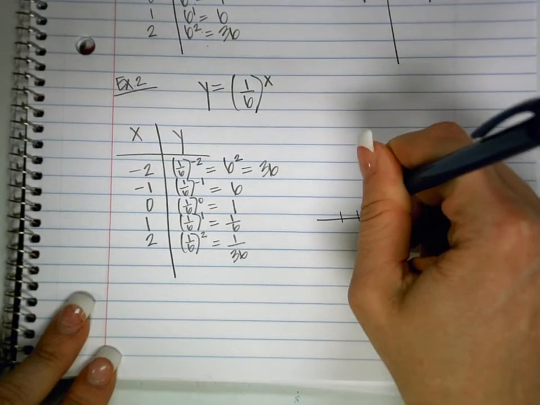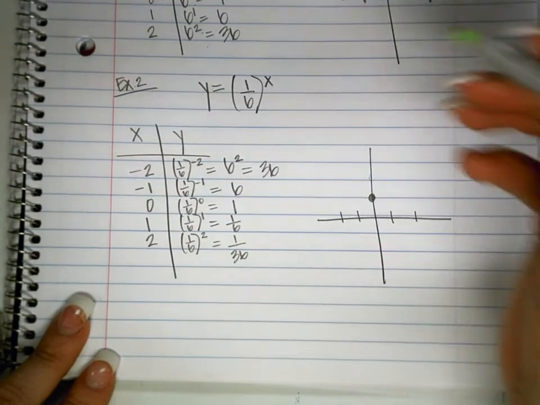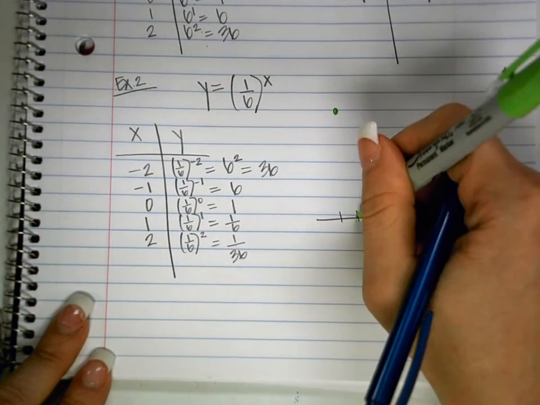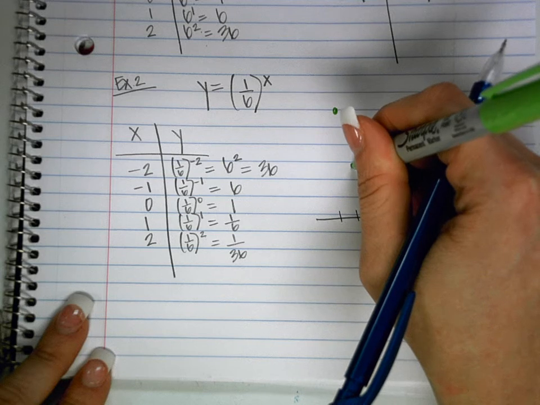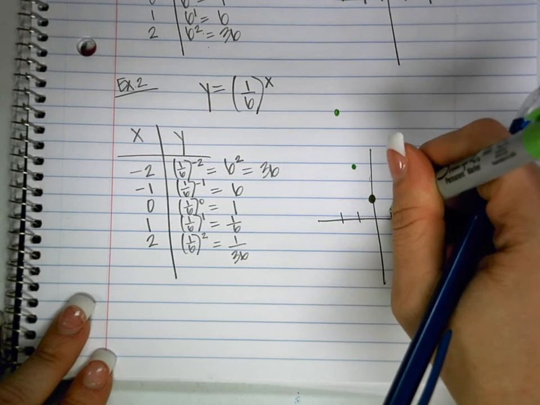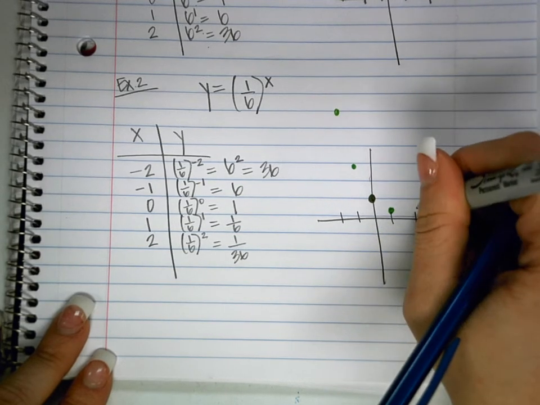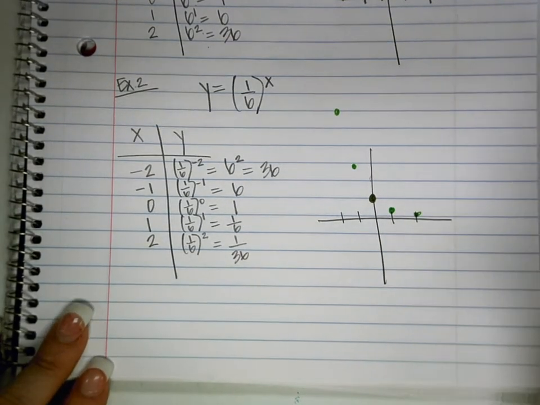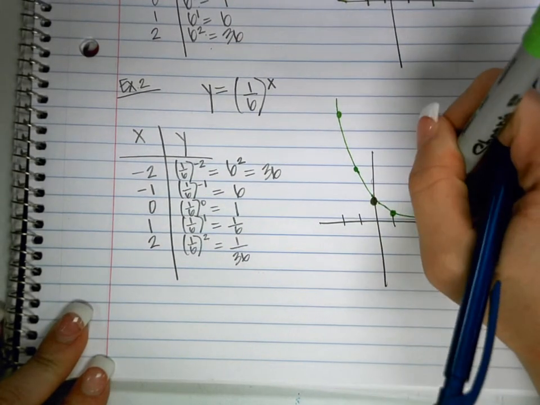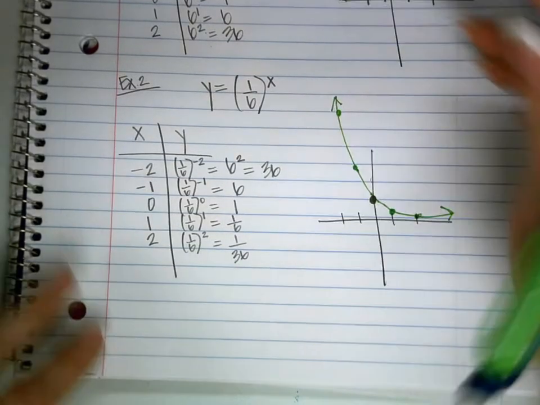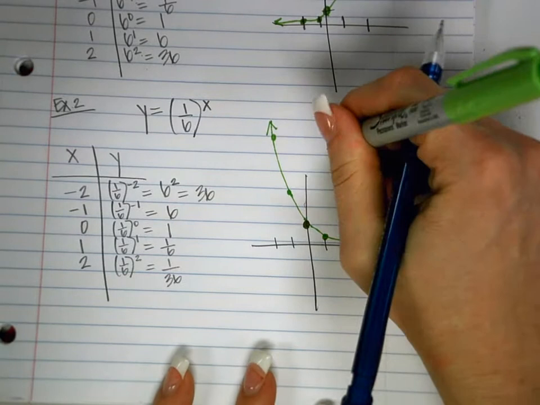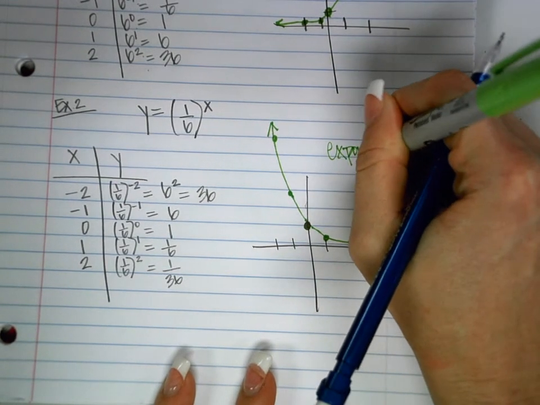So if you graph these, you're going to see -2 up 36. So this one starts super high. -1 up 6. Let's just guess that it's about there. 0 up 1. Over 1, 1/6. And over 2, 1/36. So this one is what's called an inverse. It is exactly flipped from the top one. One is exponentially growing. This one is called an exponential decay, excuse me.